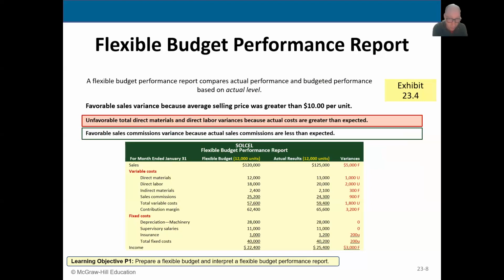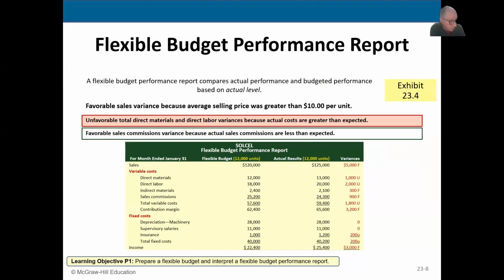Remember, it's favorable when we're talking about your sales being greater than expected, and it's also favorable if your actual costs are less than expected or less than the budget. So, okay, what about that? So we move down the variable costs list. For direct materials, I budgeted for $12,000 because I was going to sell 12,000 units. I still sold 12,000 units, but my actual direct materials costs came in at $13,000.